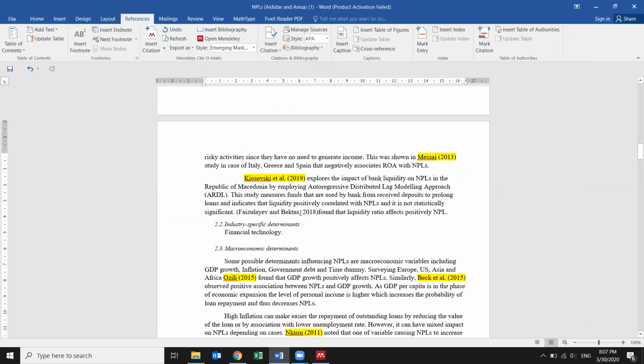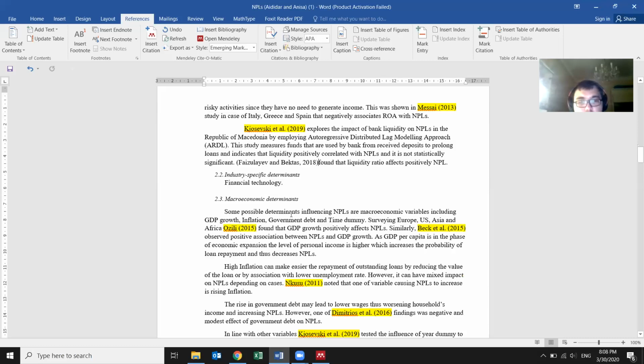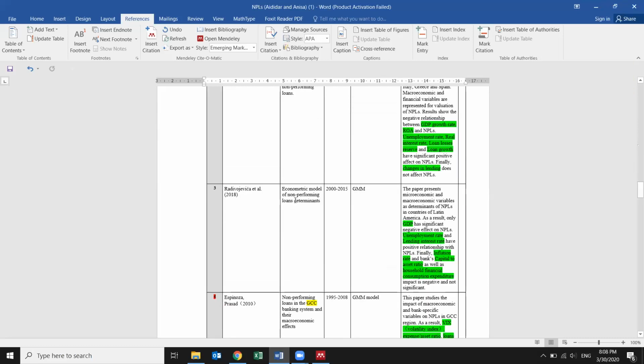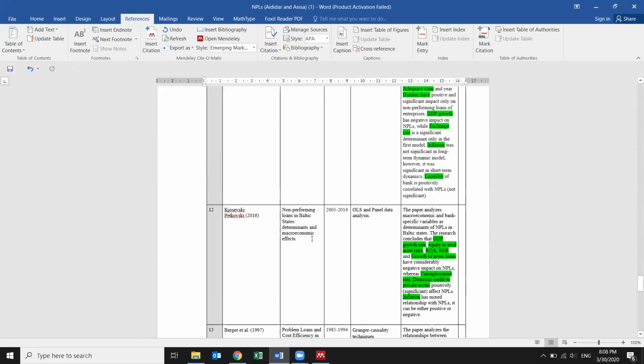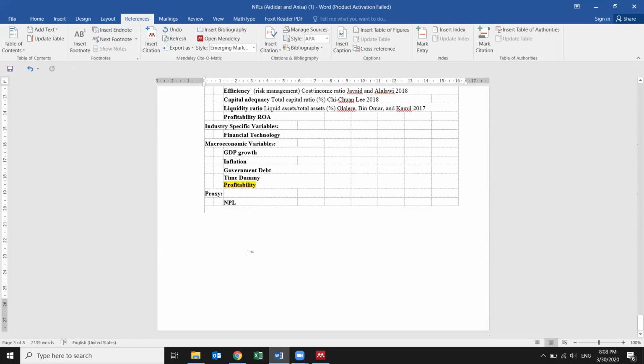Can you see it? Yes. So it's cited. Now, at the same time, you want references to appear in the references here. For example, let's say this is the reference part.